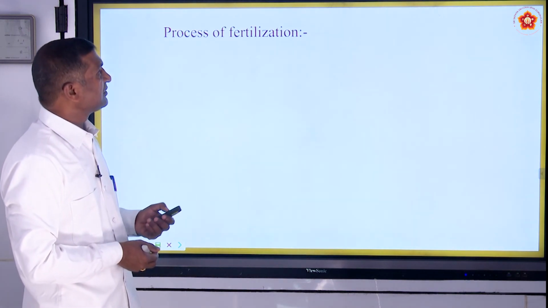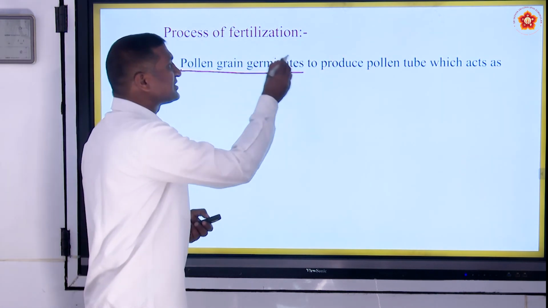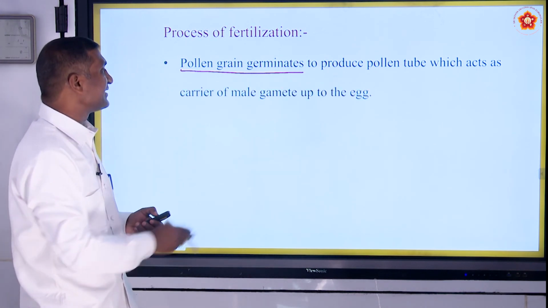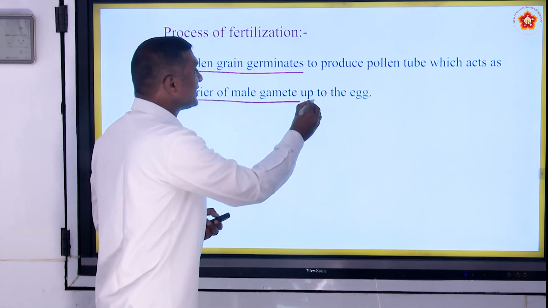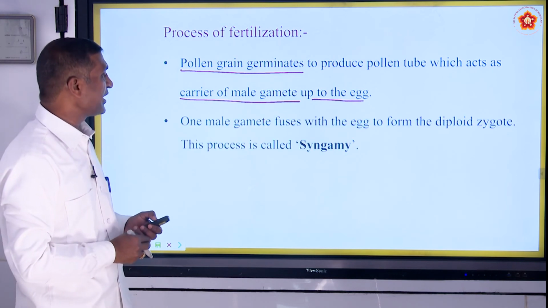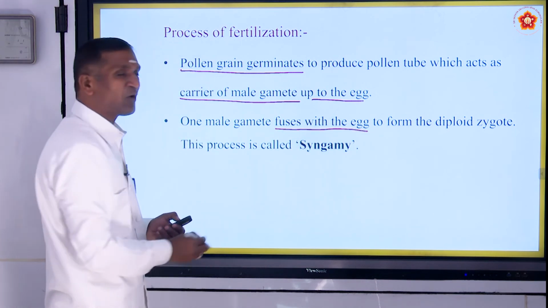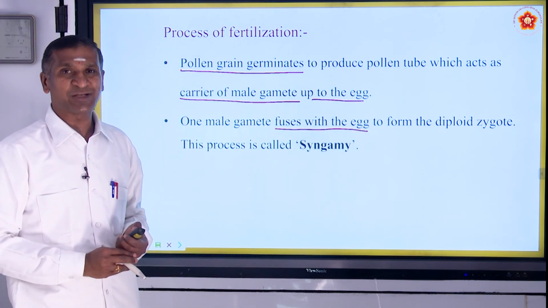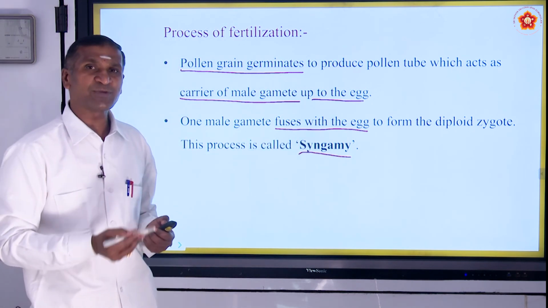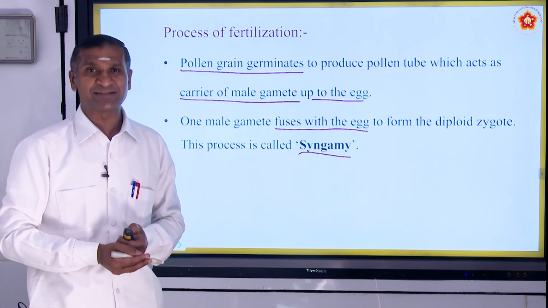Process of fertilization: the pollen grain germinates to produce the pollen tube, which acts as the carrier of male gamete up to the egg. The second point, one male gamete fuses with the egg to form a diploid zygote, and this process is called syngamy. What are the processes that are carried out during fertilization? An important question from the exam point of view.